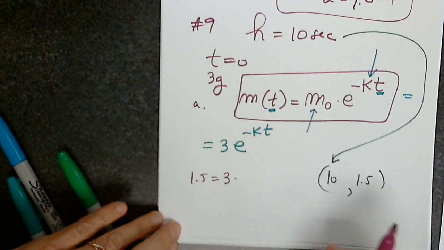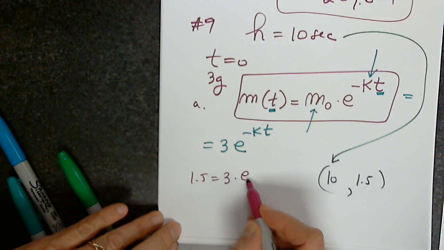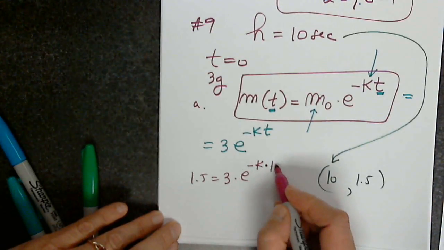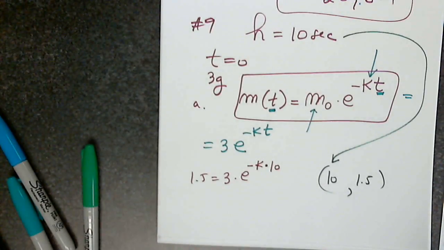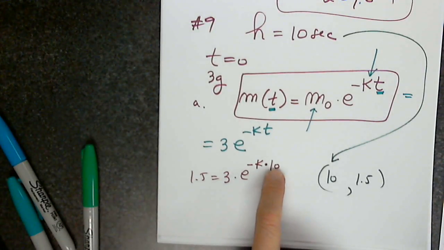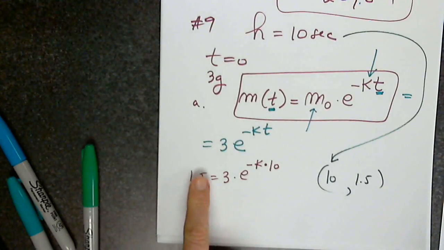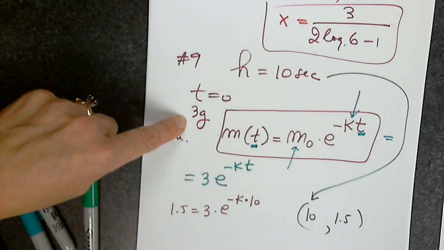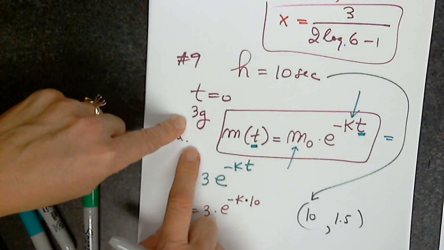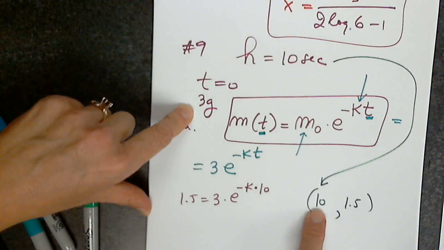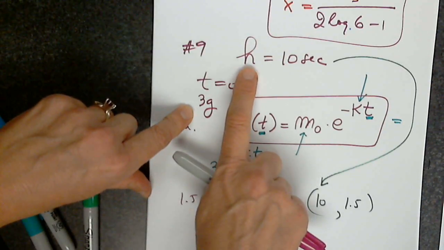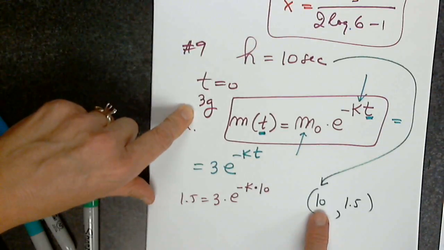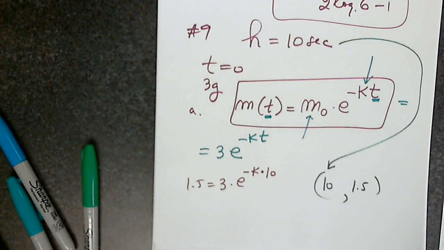1.5 equals 3 times e to negative k multiplied by 10. This is how I put the point in the model. When t is 10, m of t is 1.5. We start with 3 grams. In 10 seconds, we get 1.5. So after 10 seconds, it's the half-life. Half-life, so 3 divided by 2? Yes. So what will I have to do now?